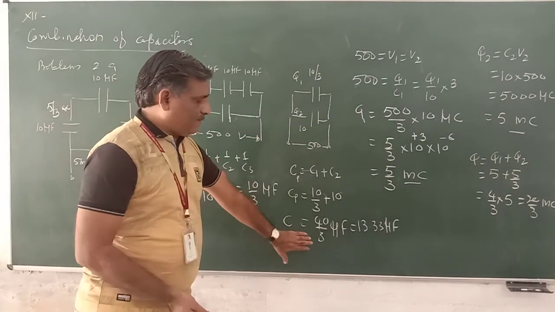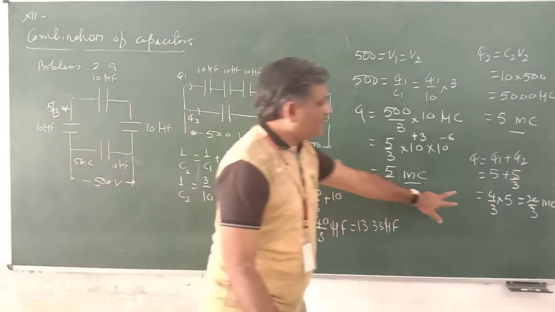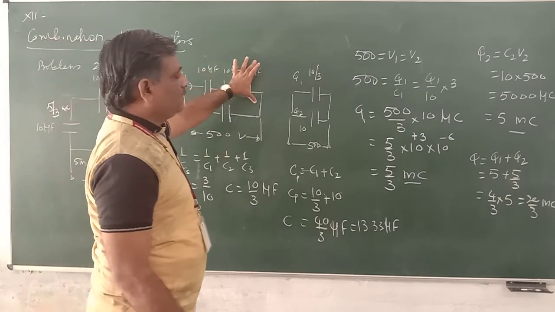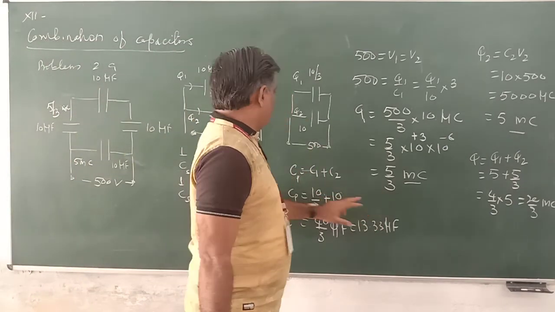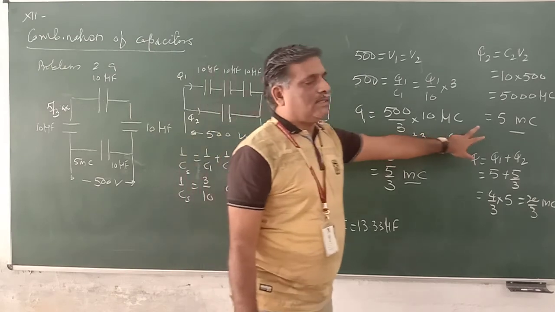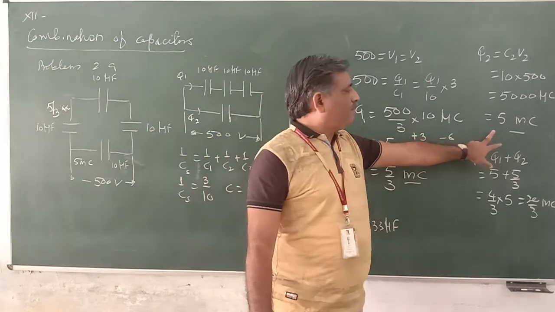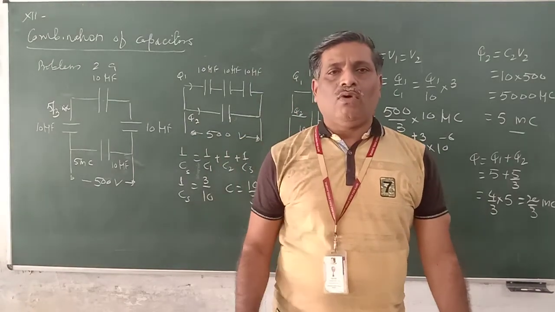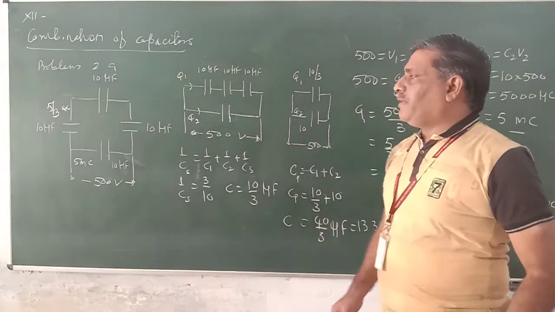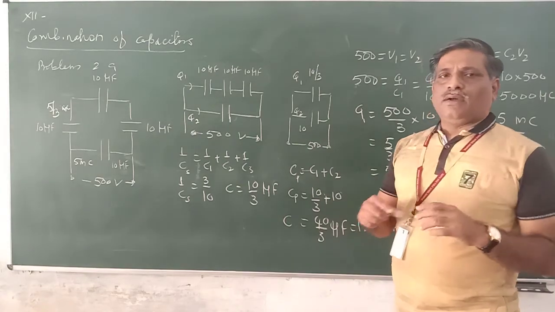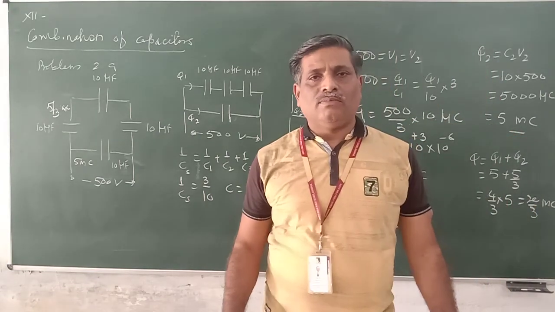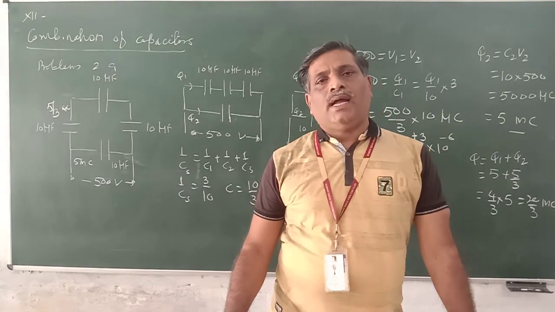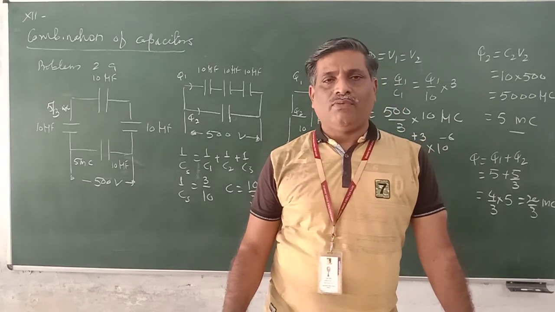We can recheck it using this one. This is the total charge supplied by the battery. On these three, the charge is 5 by 3 millicoulomb, but on this one the charge is 5 millicoulomb. So this is the way we can go on simplifying. Many branches are there. Convert them into series and parallel combinations. Then we can get the voltage, charge, and capacitance of the equivalent.